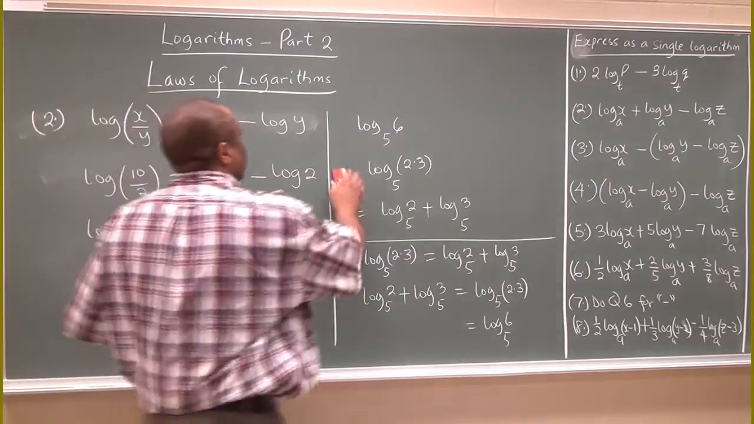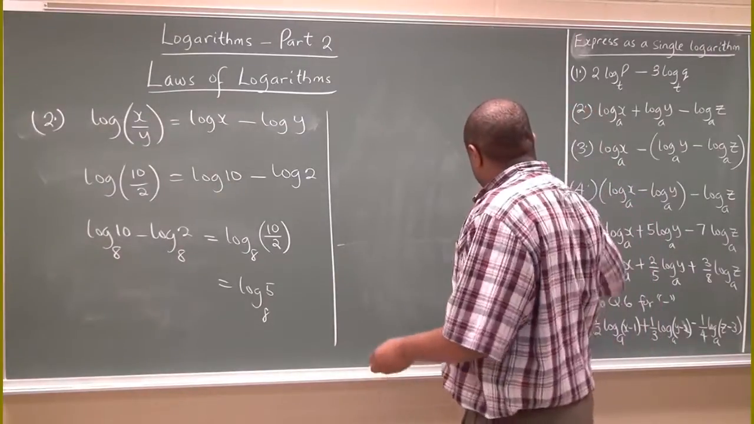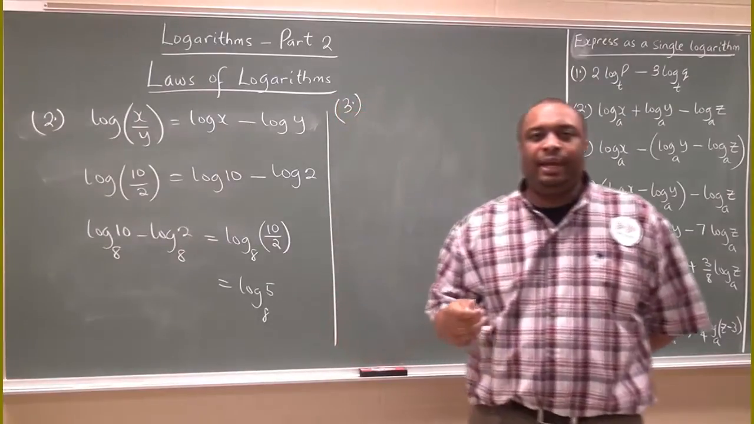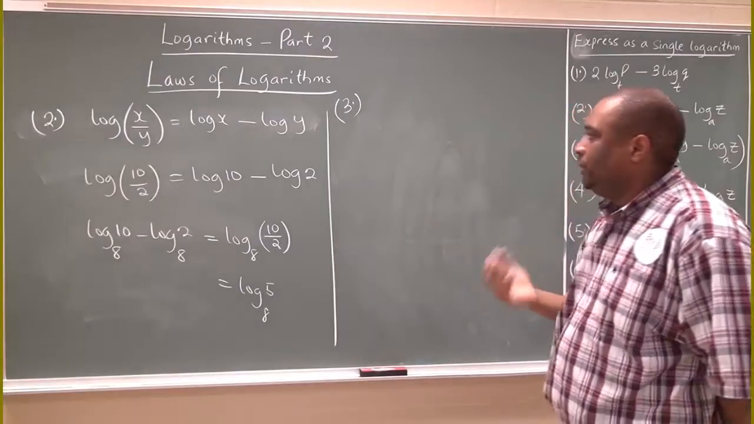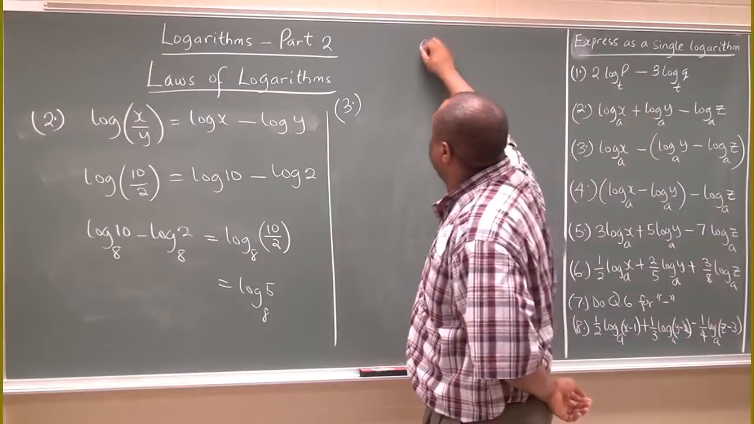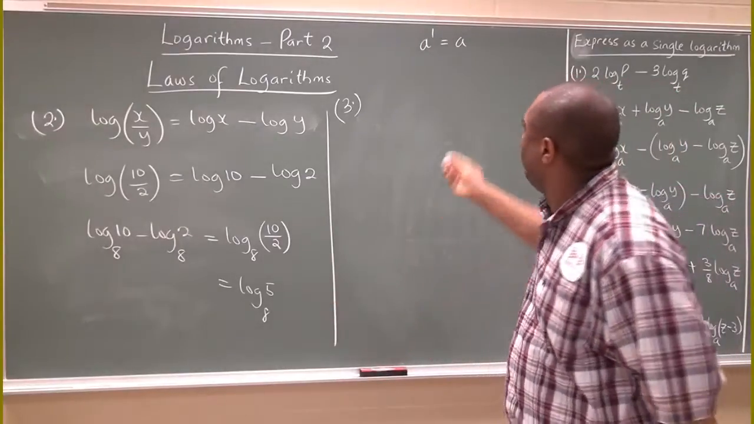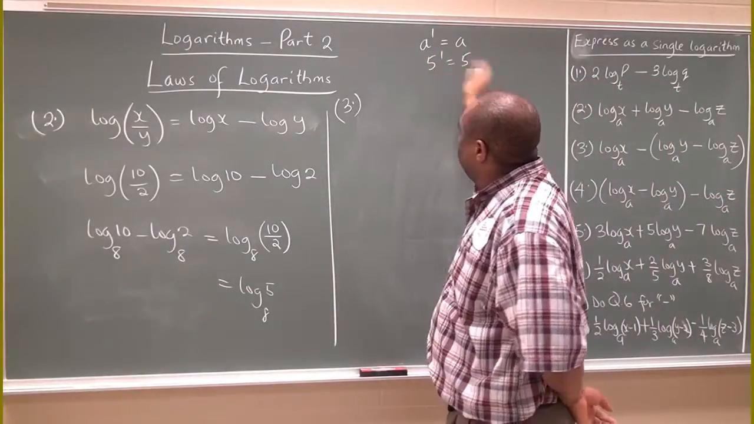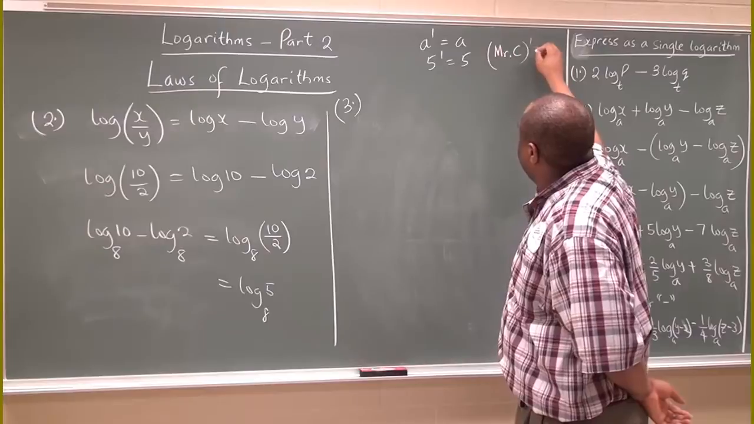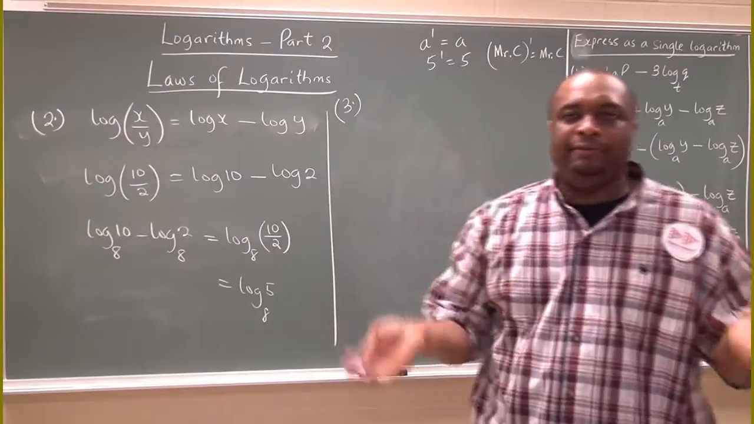Alright, let's look at the third law of logarithm. If you can recall in the laws of exponents, when you have a raised to power 1, that gives you a. If you have 5 to the power 1, that gives you 5. If you have Mr. C raised to the first power, it gives you what? Mr. C. Anything you raise to the first power will give you that thing.